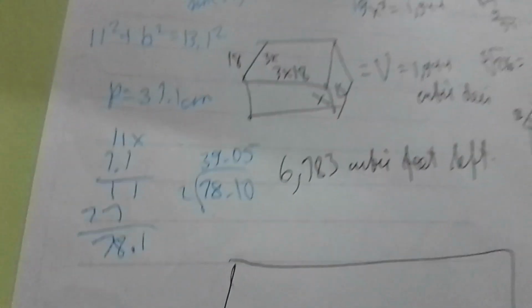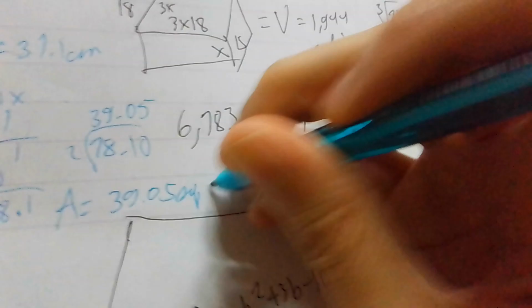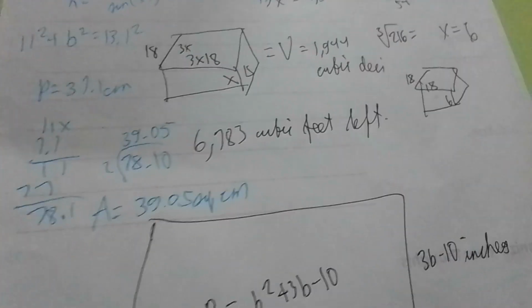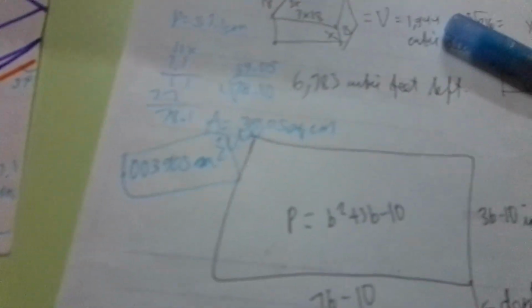For the area, base times height, divided by 2. 11 times 7.1 is 78.1. Then divide by 2: 78.10 divided by 2 is 39.05. So, therefore, the area of the triangle is 39.05 square cm. Now, if you're going to convert that to square meters, you're going to have to divide that by 10,000. Doing so will move the decimal point 4 places, until you have the answer of 0.03905 square meters. And that's our answer.